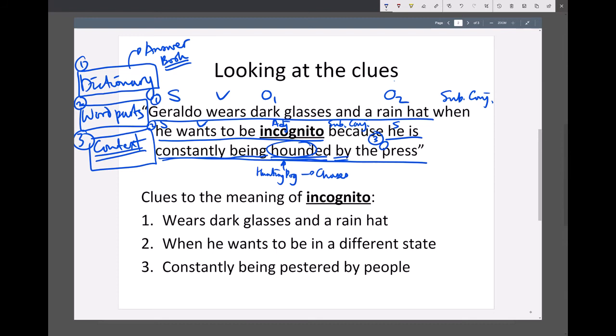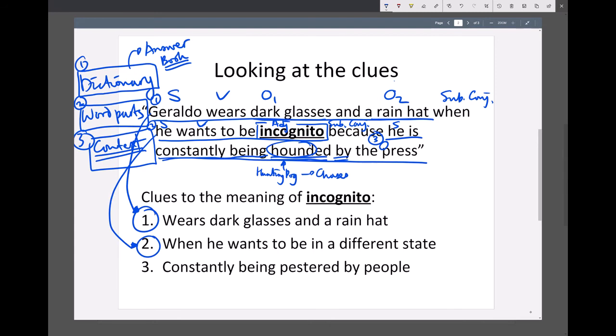Okay, so there is a reason why he wears dark glasses and a hat. He wants to be incognito, to stay away from the press. So let's take a look. Can you guess the meaning by now? Let's take a look at the clues again. 1, he wears dark glasses and a rain hat. Clause 1. 2, he wants to be in a different state.